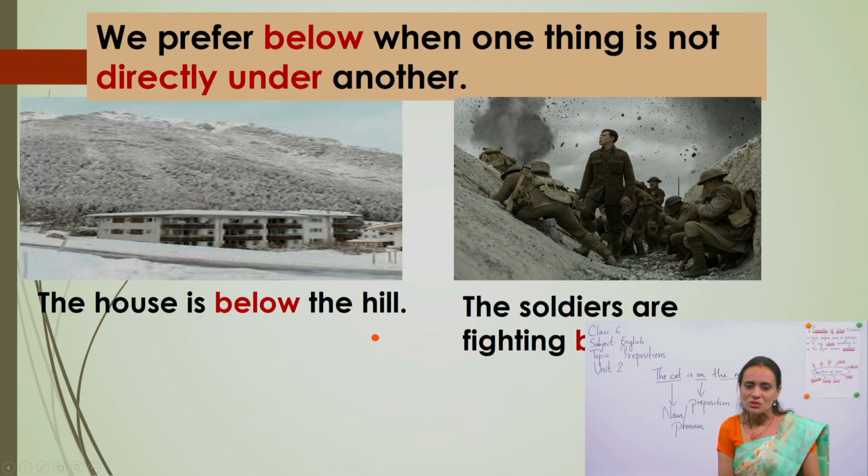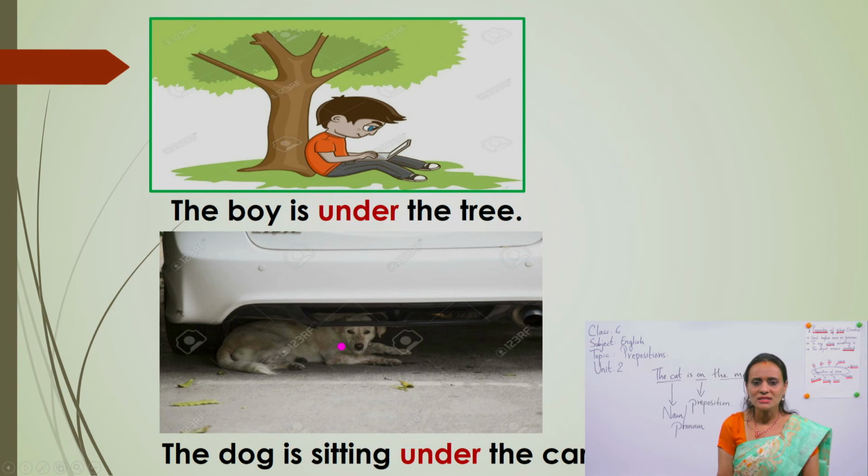In the second picture, what is it? The dog is sitting under the car. The car is upwards here and the dog is down here, to show the downwards position, and the car is covering the dog also. Here also the tree is covering the boy also. So we use under. Now let's go to another slide.